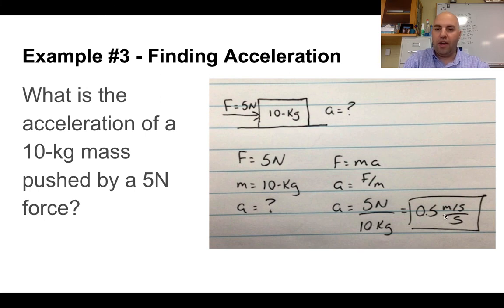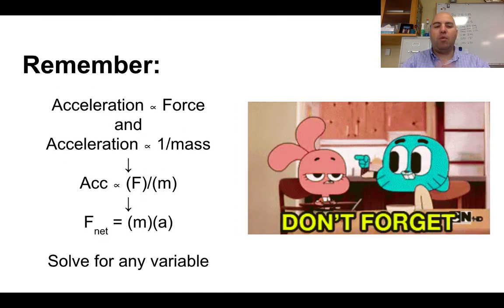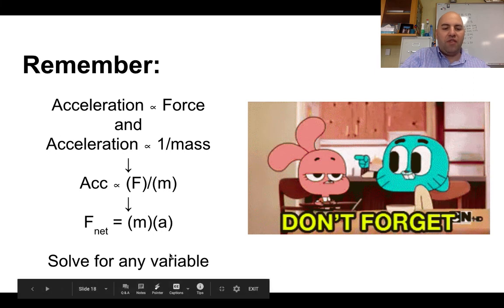Whew. Okay, that's a lot, but the main idea here is that we want to understand that acceleration and force are directly proportional. When one goes up, the other one goes up. When one goes down, the other one goes down. Acceleration and mass are inversely proportional, so they go in opposite directions. And we can use that to give us this equation of the net force equaling mass times acceleration, and you should be able to solve for any of those variables.